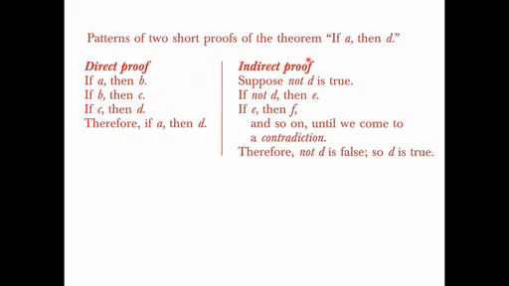In an indirect proof, you start by supposing the opposite of what you're trying to prove. If we're trying to prove D, suppose not D. And then follow along with the syllogism approach. Keep going on and on until you reach a contradiction. Therefore, not D is false, and D must be true, which is what we were trying to get to.